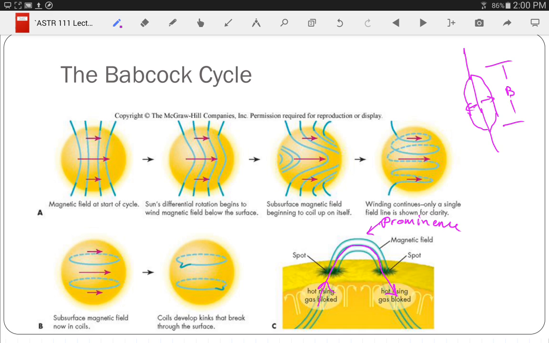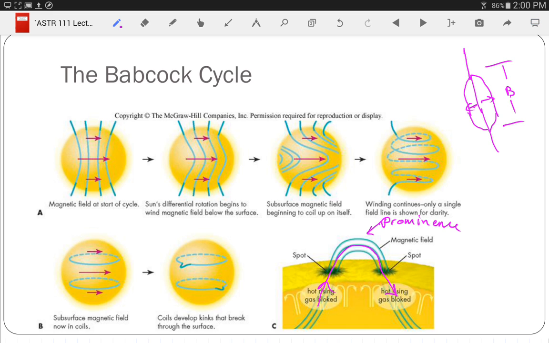Now that strong magnetic field tells us further what's going on with a sunspot. That strong magnetic field inhibits the convective flow upward. And so basically the heat gets blocked. Yes, it says hot rising gas blocked where I put my arrows. So that hot rising gas gets blocked because of the strong magnetic fields. And so the surfaces there get cooler because the hot material can't rise up to keep heating it. And so these sunspots are cooler.